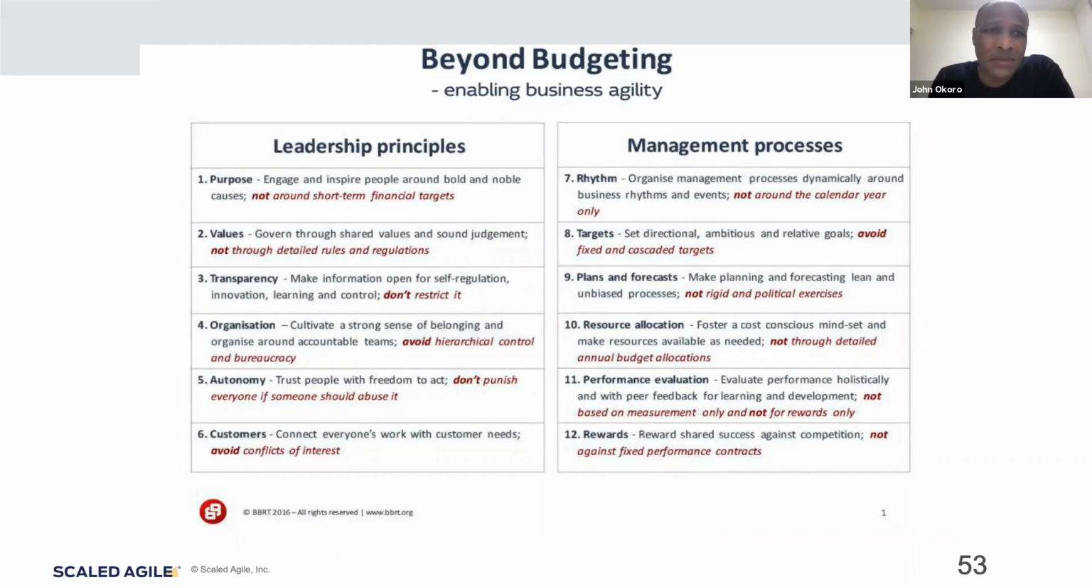Anybody ever heard of beyond budgeting before? Yes. Yep. Never used though. Oh, you've never used it either. Okay. Has anybody ever used it in their organization? Not used.